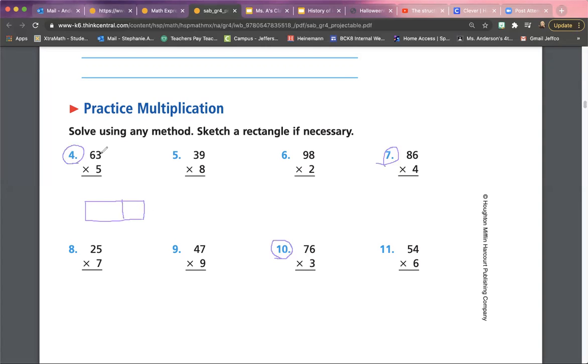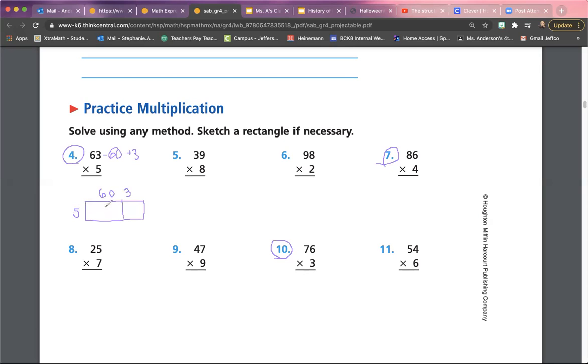So I know that if I'm splitting my 63 up, it's the same as 60 plus 3. And again, I apologize for my messy handwriting here. So I have 63 here, 60 and 3. And remember, my 60 gets a little bit bigger space because it's a bigger number. My 3 is a little smaller. And then my 5 is on the side. My 5 needs to be multiplied by both 60 and 3.